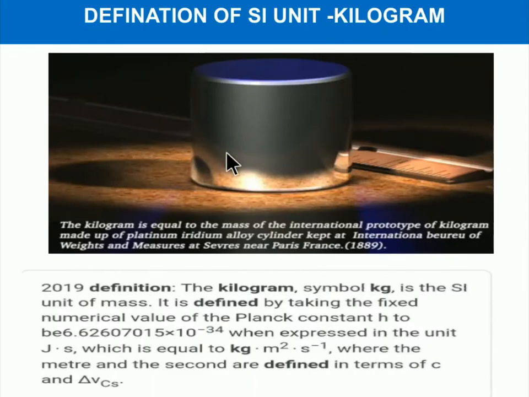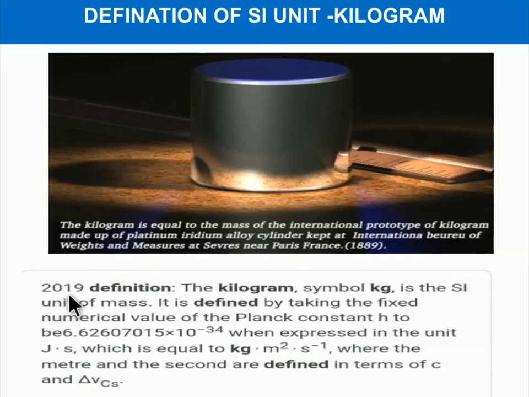Definition of kilogram. Previously, the kilogram was defined as equal to the mass of the international prototype of the kilogram, made up of a platinum iridium alloy cylinder kept at the International Bureau of Weights and Measures at Sèvres near Paris, France.